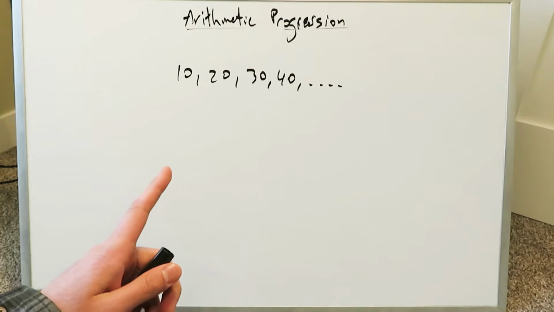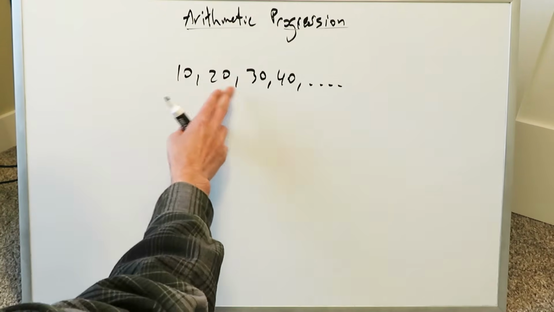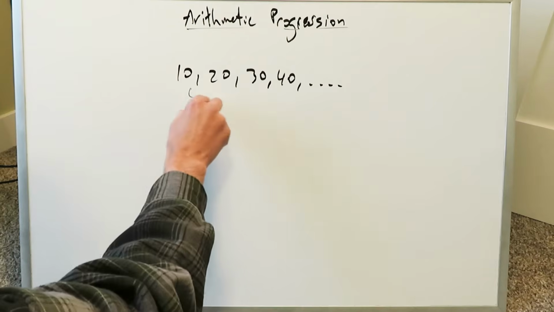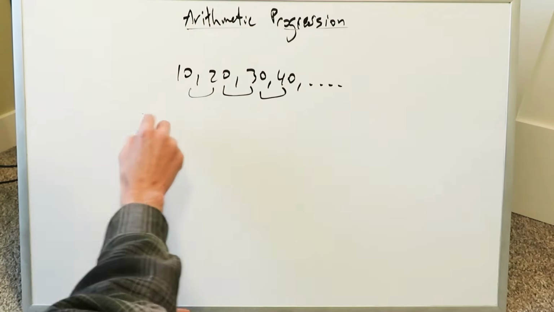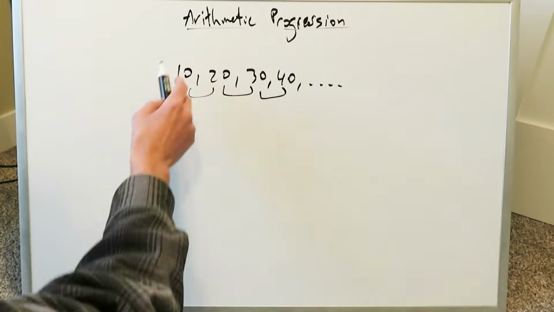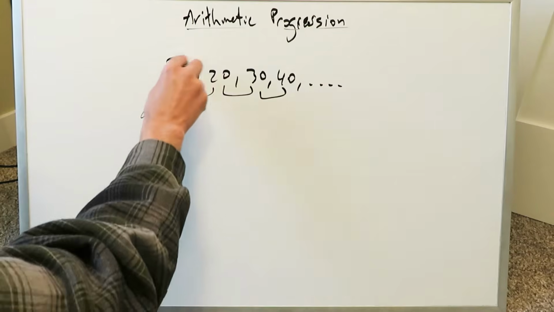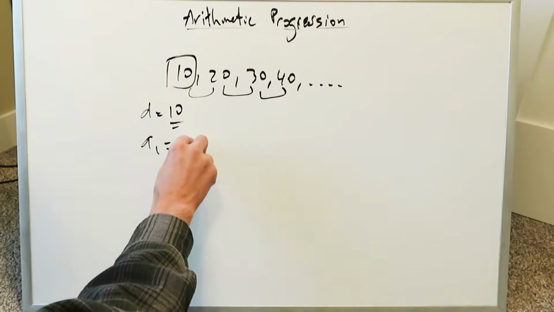When you're looking at this, you see that there's a sequence here of numbers which are with regards to each other in a common difference. From here to here, here to here, here to here, you see a common difference. The common difference is always your number after minus a number before, and here the difference is 10. You have a term which is the first term, a1, which is 10.